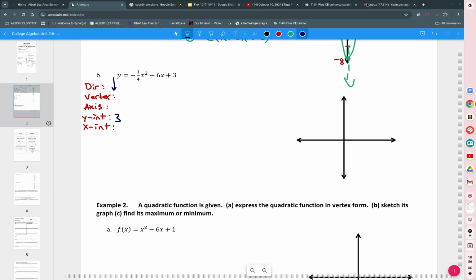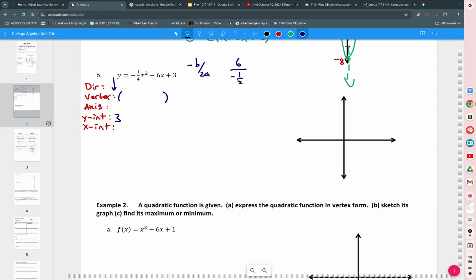I'm going to find the vertex. The vertex is of the form negative b divided by 2a. What is negative b? 6. Good. Positive 6 because you switch the value from positive to negative. And then we divide by twice the a value. What's 2 times negative 1/4? It's negative 1/2. Because it's negative.